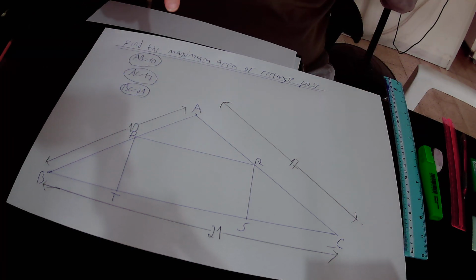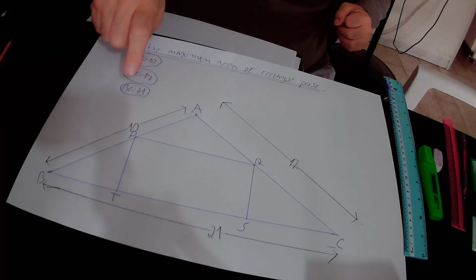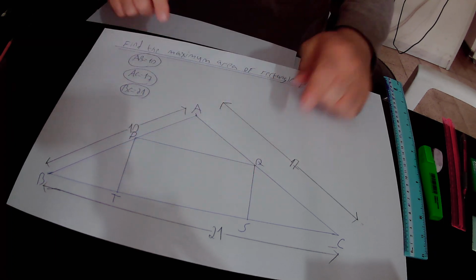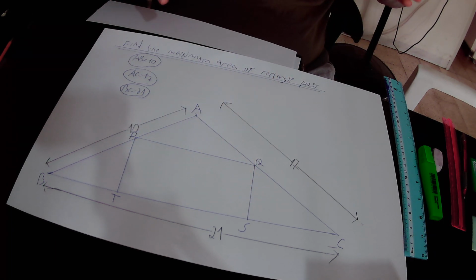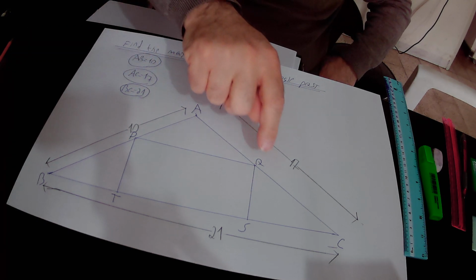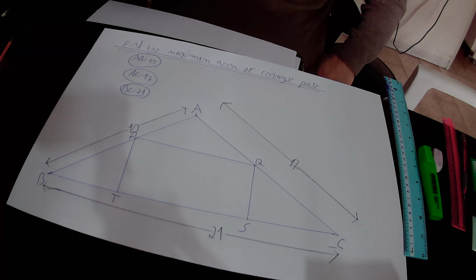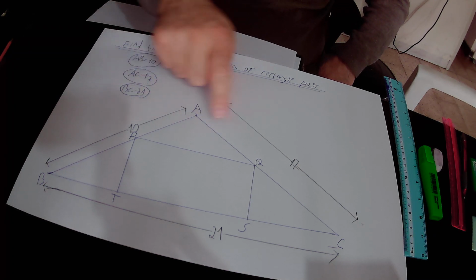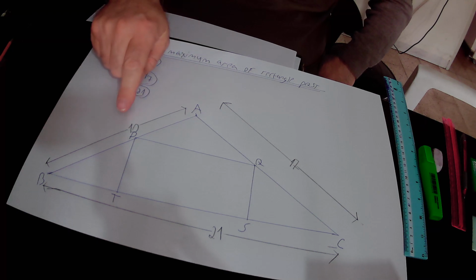Inside this triangle ABC we have this rectangle PQST. And our mission is to find out the maximum area of this rectangle PQST. So in the first step we will do a construction, that is to say from point A we will do a perpendicular on PQ. Again from point A we will do a perpendicular on PQ.